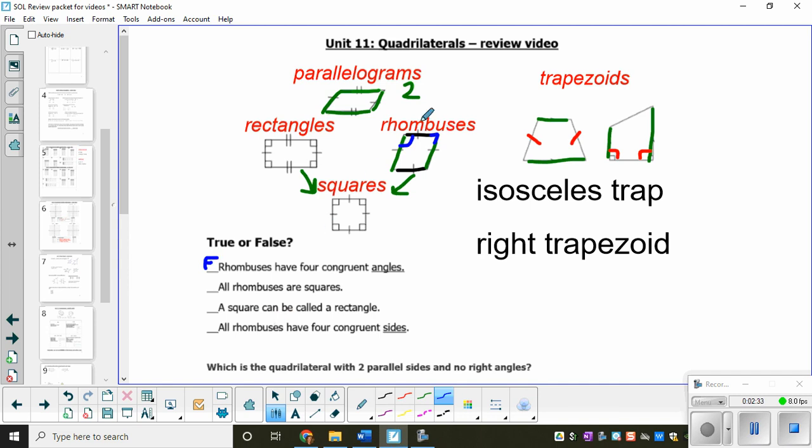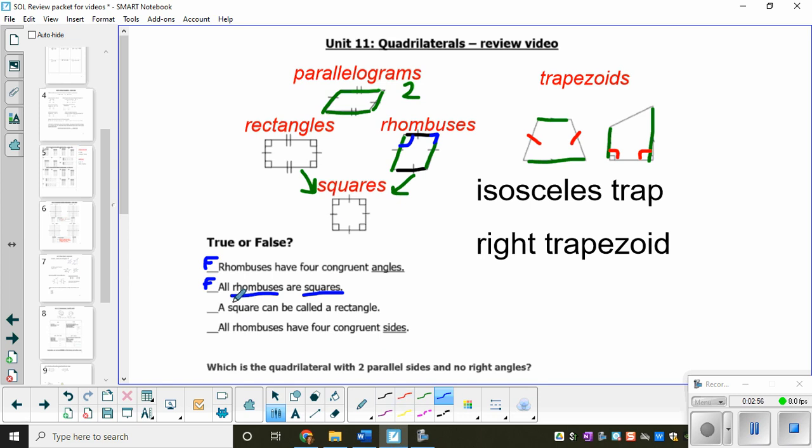Now, if I want to know, are all of these rhombuses considered squares? Are all rhombuses a type of square? This is a false statement. And again, this is false because the rhombus word is not underneath the square word. Now, if we switched it around and put are all squares rhombuses, then that would be a true statement because the square is a type of rhombus.